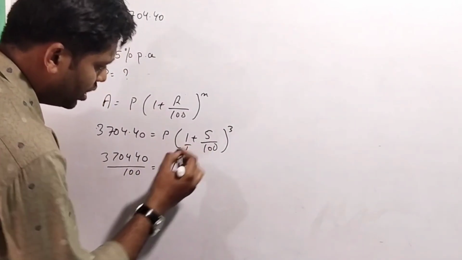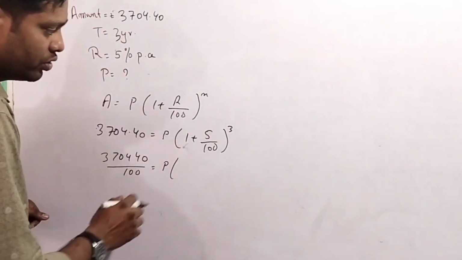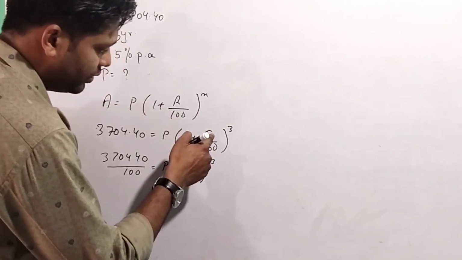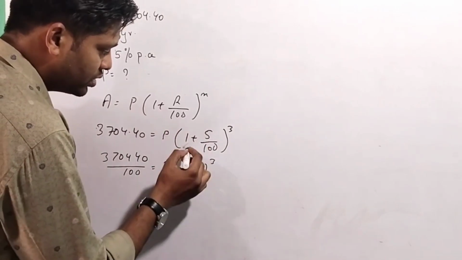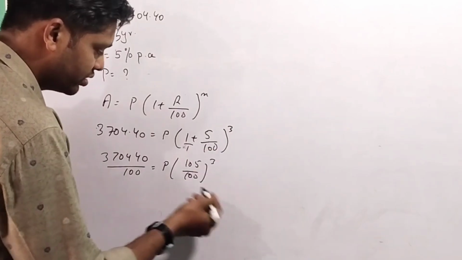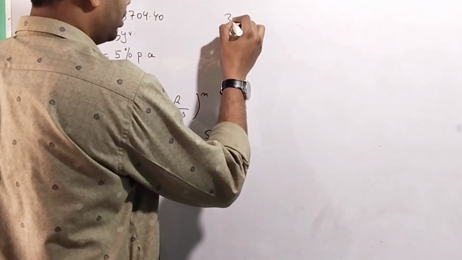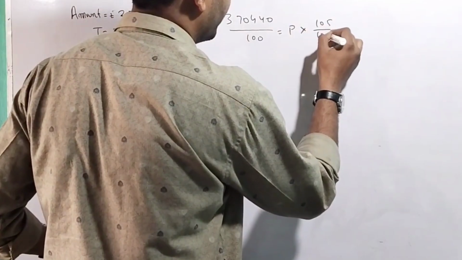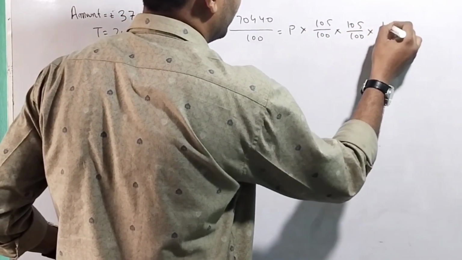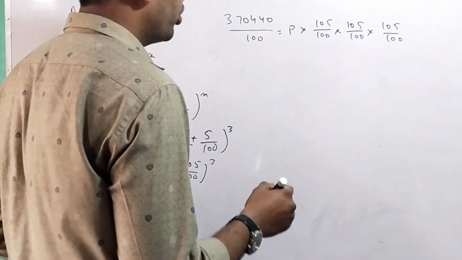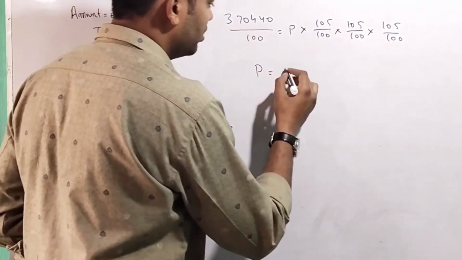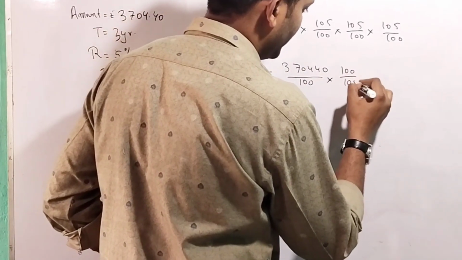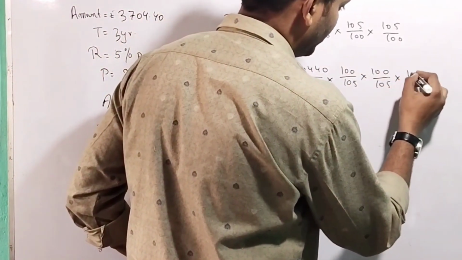Now whenever this thing is there, what you have to do? This one plus this one: 100 plus 5 is 105 by 100 directly. If 3 is there, 100 plus 3, 103 by 100. How it works? Take out the LCM and you will see the same thing. That much time it doesn't have, that's why we will do this. So now here I am doing 370440 by 100 equals P into 105 by 100, 105 by 100, 105 by 100. How to find out P? So P is equal to 370440 by 100 times the reciprocal, 100 by 105, 100 by 105, 100 by 105.